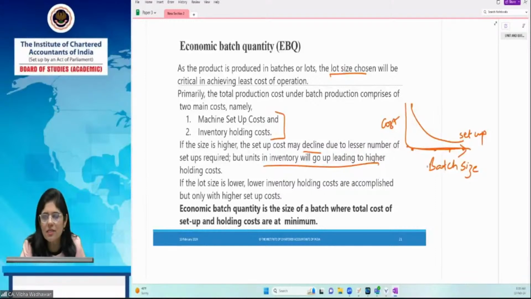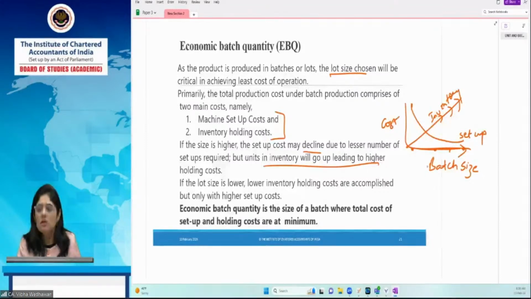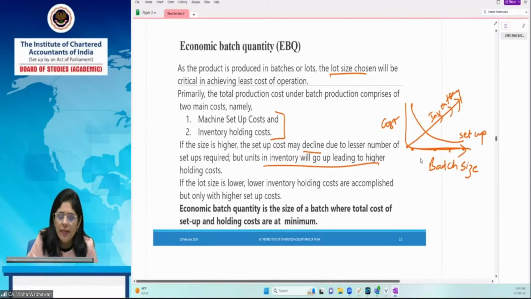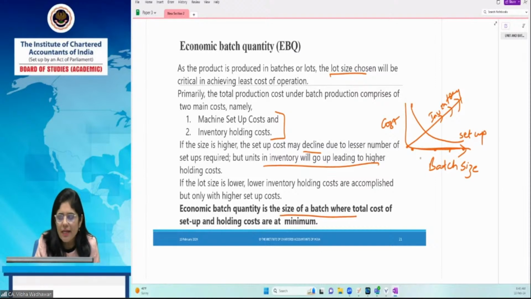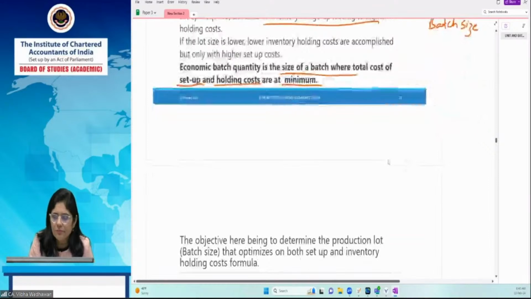If the batch size is 0, the inventory holding cost will be 0. If you increase the batch size, the inventory holding cost will increase, because so many units are produced in one go. Clear? So this is a totally inverse relationship between inventory holding and setup cost. Clear? Economic batch quantity is the size of the batch where the total cost of setup and holding is at minimum. Yeah. So let's move on.